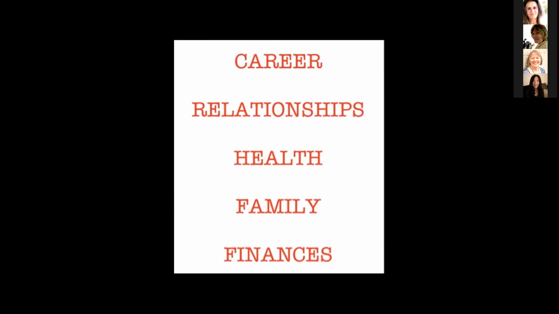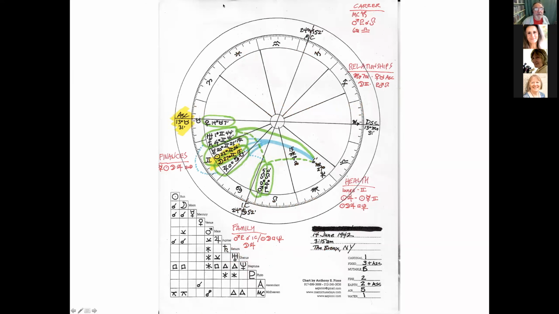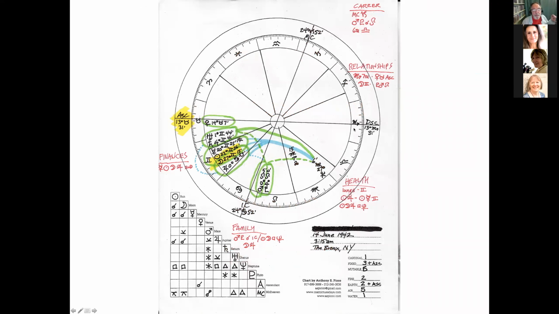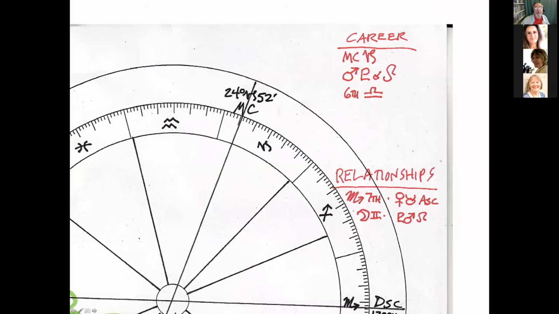Sorry about that, people. So career, relationships, health, family, and finances. And then what I do on my chart is I start filling in the details. So let me go to the next one. I want to start with career.